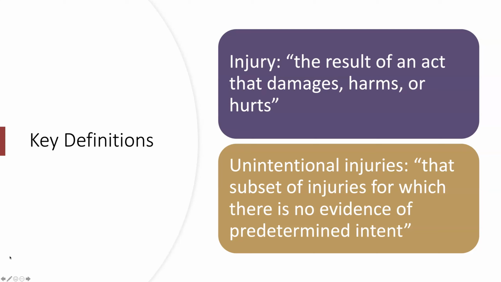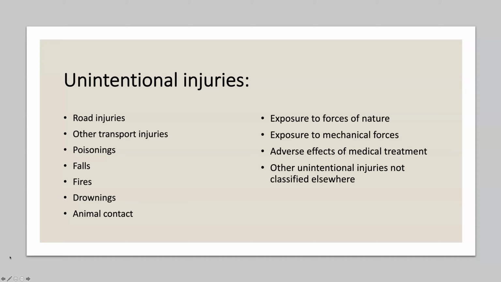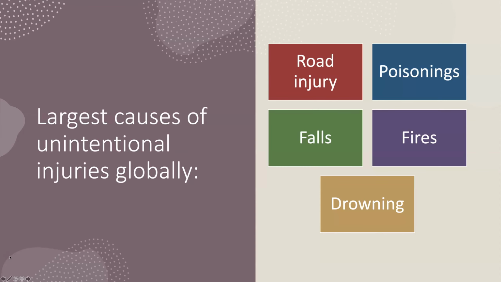So an injury is the result of an act that damages, harms, or hurts. But an unintentional injury is a subset of injuries for which there's no evidence of predetermined intent. Common unintentional injuries are road injuries and other transport injuries, poisonings, falls, fires, drownings, animal contact, exposure to forces of nature, exposure to mechanical forces, adverse effects of medical treatment, and those other unintentional injuries that are not classified here. The largest causes of unintentional injuries globally are road injury, poisonings, falls, fires, and drowning.